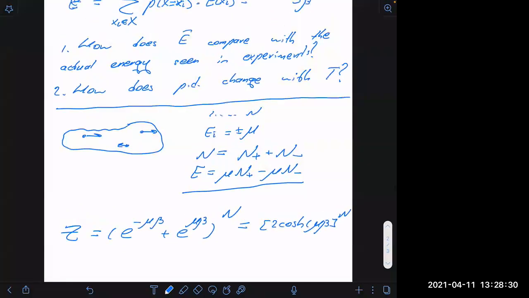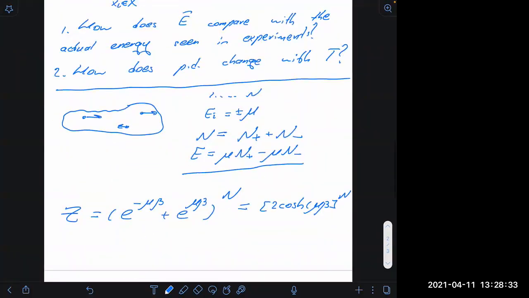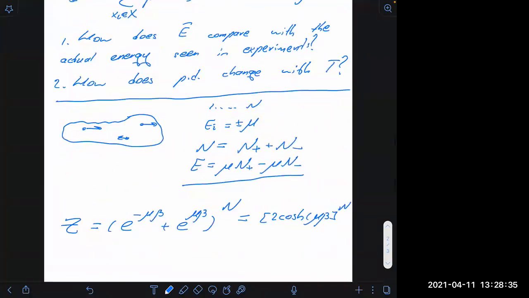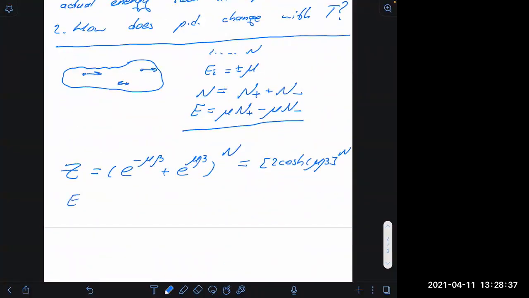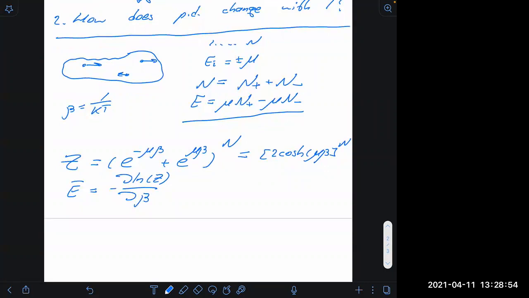Okay, we're almost done. This is very cool. We don't actually have to do math; we just have to look at the formulas. So let's see what E bar, the expected value of energy, then is. As we said, it's the negative derivative of log Z with respect to beta. I'm going to write it down over here as a reminder: beta is 1 over kT, where k is the Boltzmann constant, just a number. So E bar is actually going to turn out to be negative n mu times the hyperbolic tangent of mu beta.